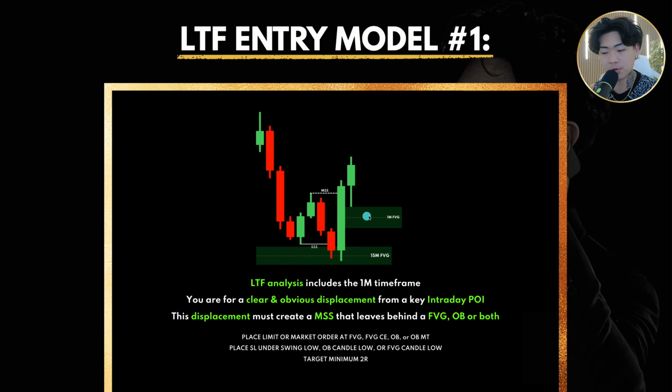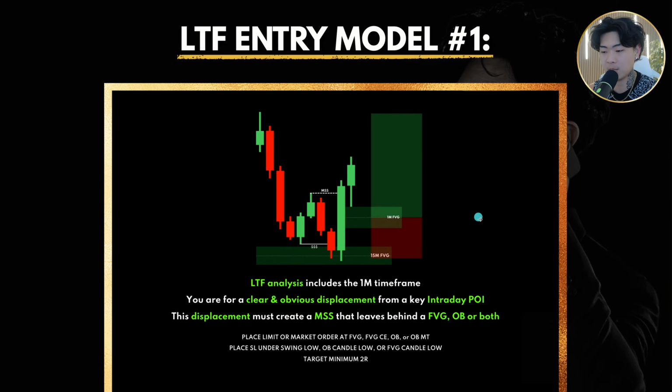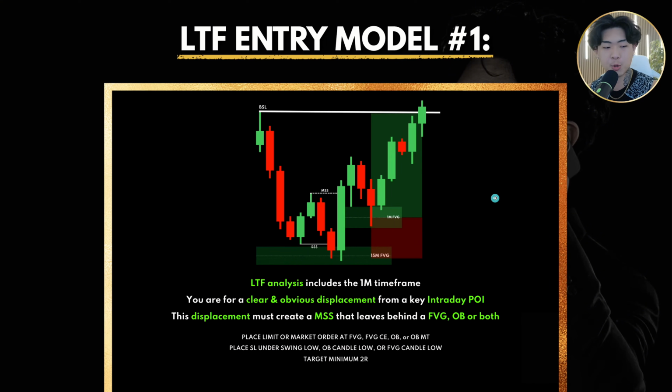And then you can also do a market order if you want to as well, but I like to do the limit orders. And your target must be a 2R minimum. In this case, we have a 2R to that high up there. And then you can see, boom, price reaches for that target. So it's a 3-piece combo.